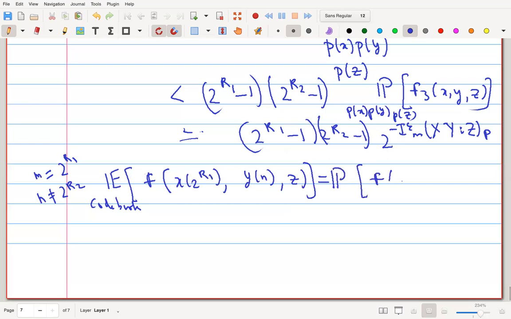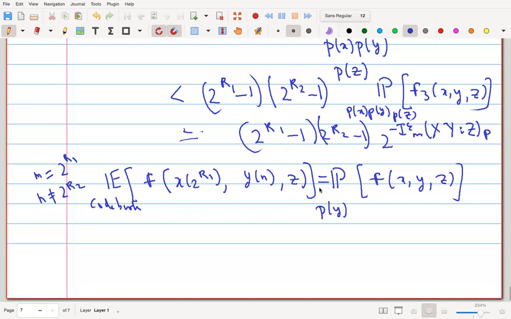So I'm going to write F X Y Z as before. But what is the probability distribution? The channel output Z cannot be correlated to Y N, right? The channel output Z is correlated to message number 2 to the R1 for Alice, and message number 2 to the R2 for Bob. It is not correlated to the Nth message for Bob. So for this symbol Y, the probability is coming from the distribution PY, which is independent of everything else.